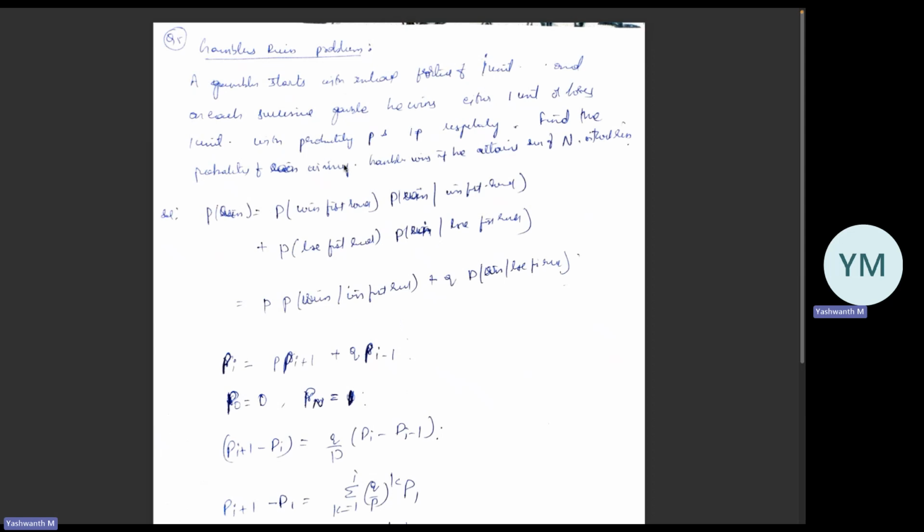The final question is the gambler's ruin problem. So assume a gambler starts with an initial fortune of i units, and at each successive game he wins either 1 unit or loses 1 unit with probability p and 1 minus p respectively. What is the probability that the gambler will win? So the gambler wins if he attains a sum of n without getting ruined. So the probability of winning, we can condition on the first toss, right? So win in the first toss, and probability of winning given a win in the first toss, again lose in the first toss, probability of losing in the first toss.